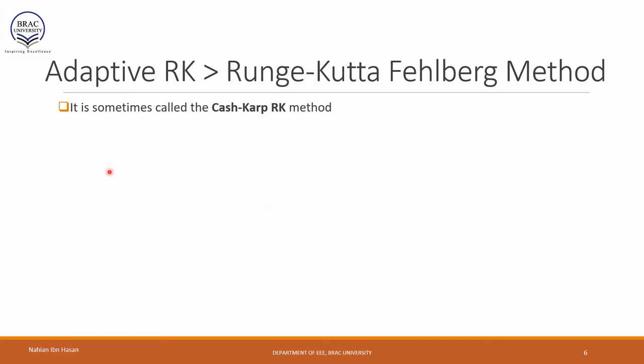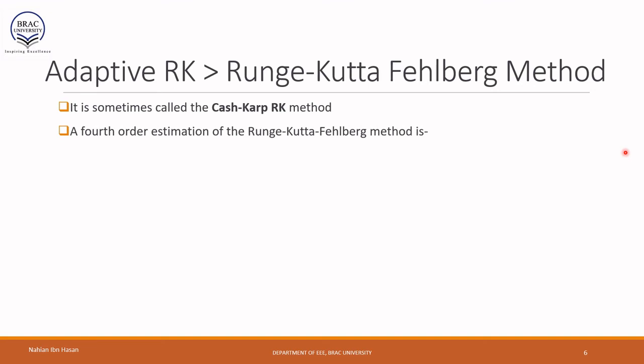Okay, so now let's see some of the special techniques. Remember, this step halving method is also known as the Cash-Karp Runge-Kutta method. It's a special name, and it was developed by Cash and Karp. And another special adaptive Runge-Kutta method is known as the Runge-Kutta-Fehlberg method.